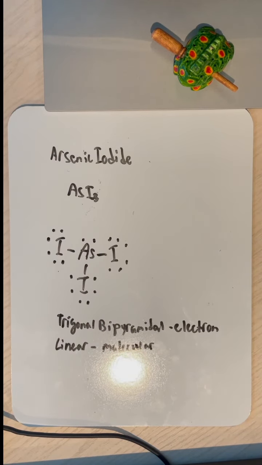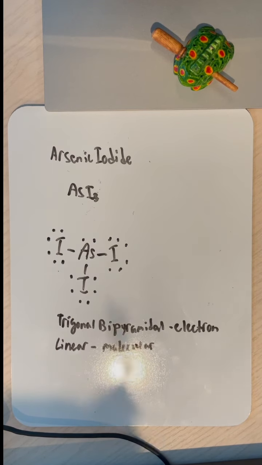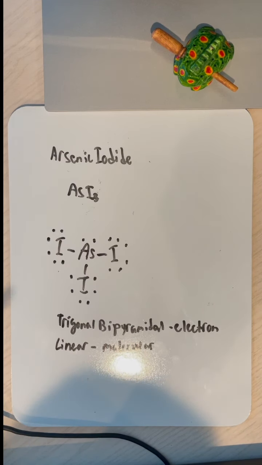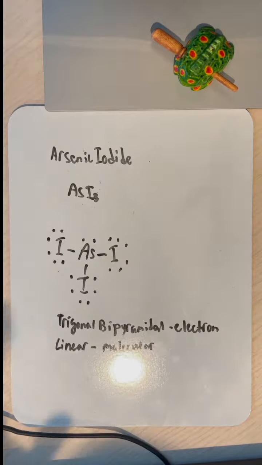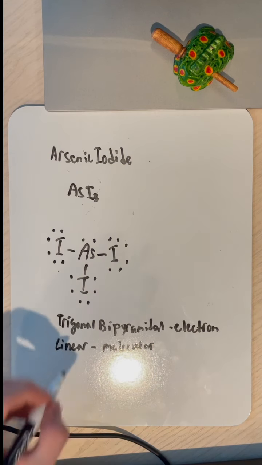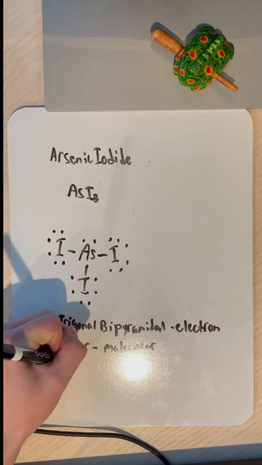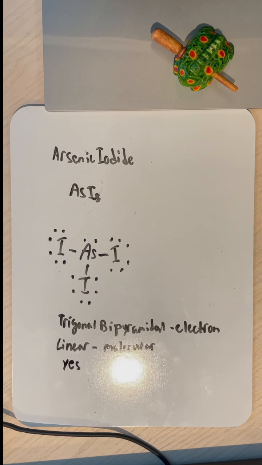If you were to look at arsenic iodide on a 3D level, it would essentially be shaped a little bit more trigonally, I guess you could say. But of course the Lewis dot diagram doesn't actually show that. And then finally, for the permanent dipole moment, arsenic iodide is in fact a covalent bond, which means that yes, it does have a permanent dipole moment.